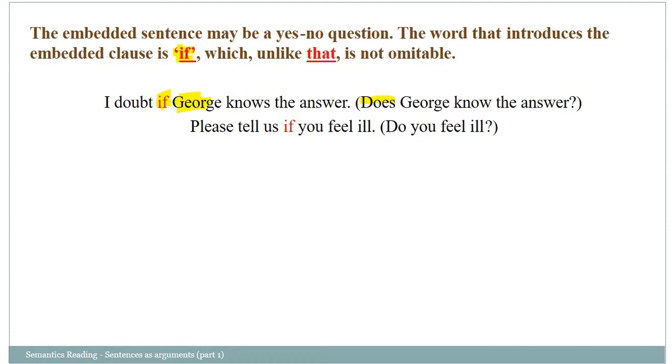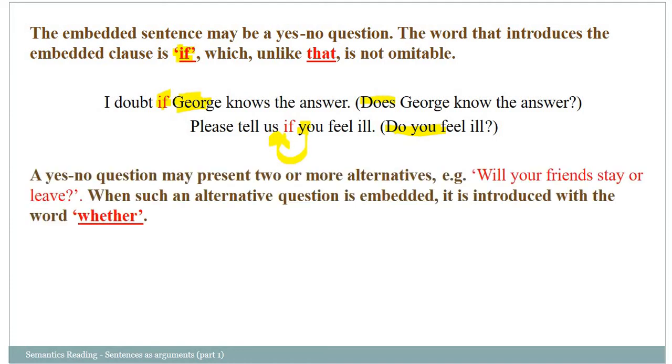Like, please tell us if you feel ill. For example, the question is, do you feel ill? But we make it like, if you feel ill, turning it into a normal sentence order by using if in the beginning. A yes-no question may present two or more alternatives, like, will your friends stay or leave? So you can see that there are two alternatives, stay or leave.